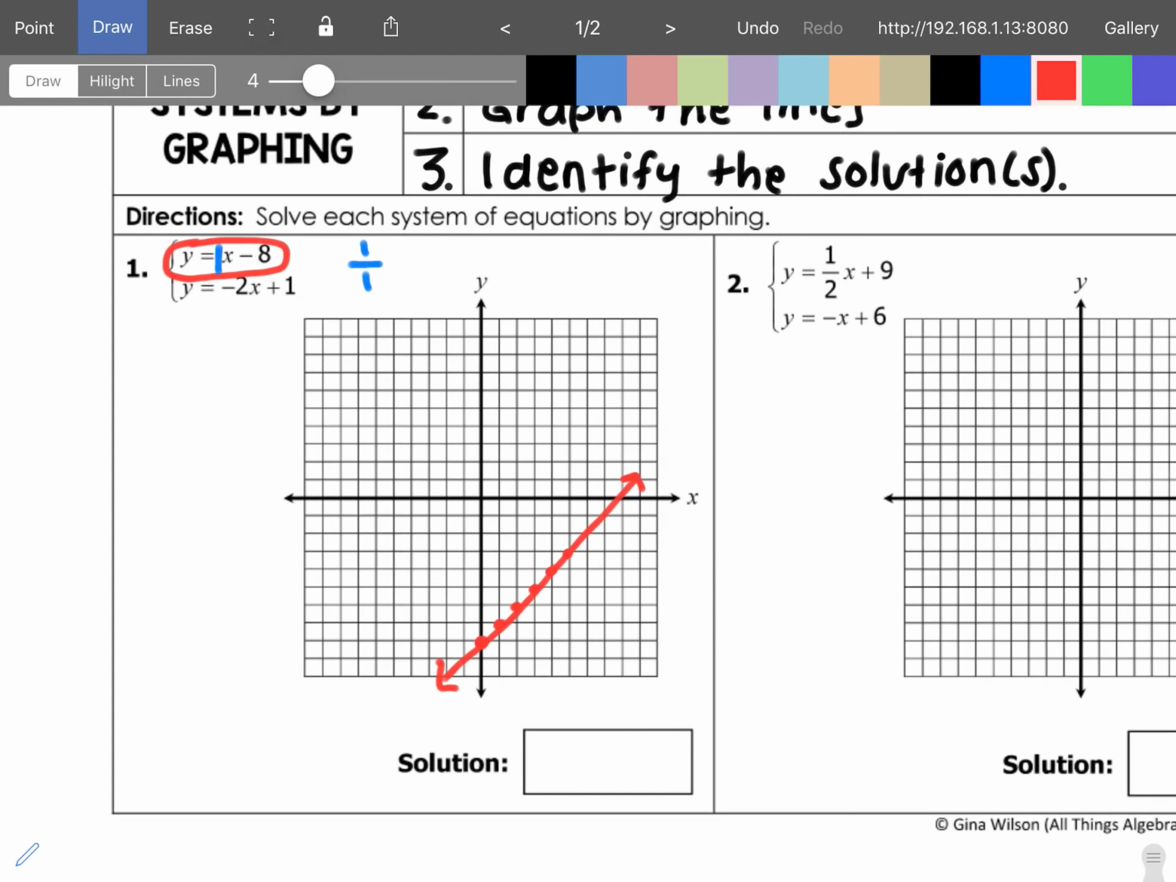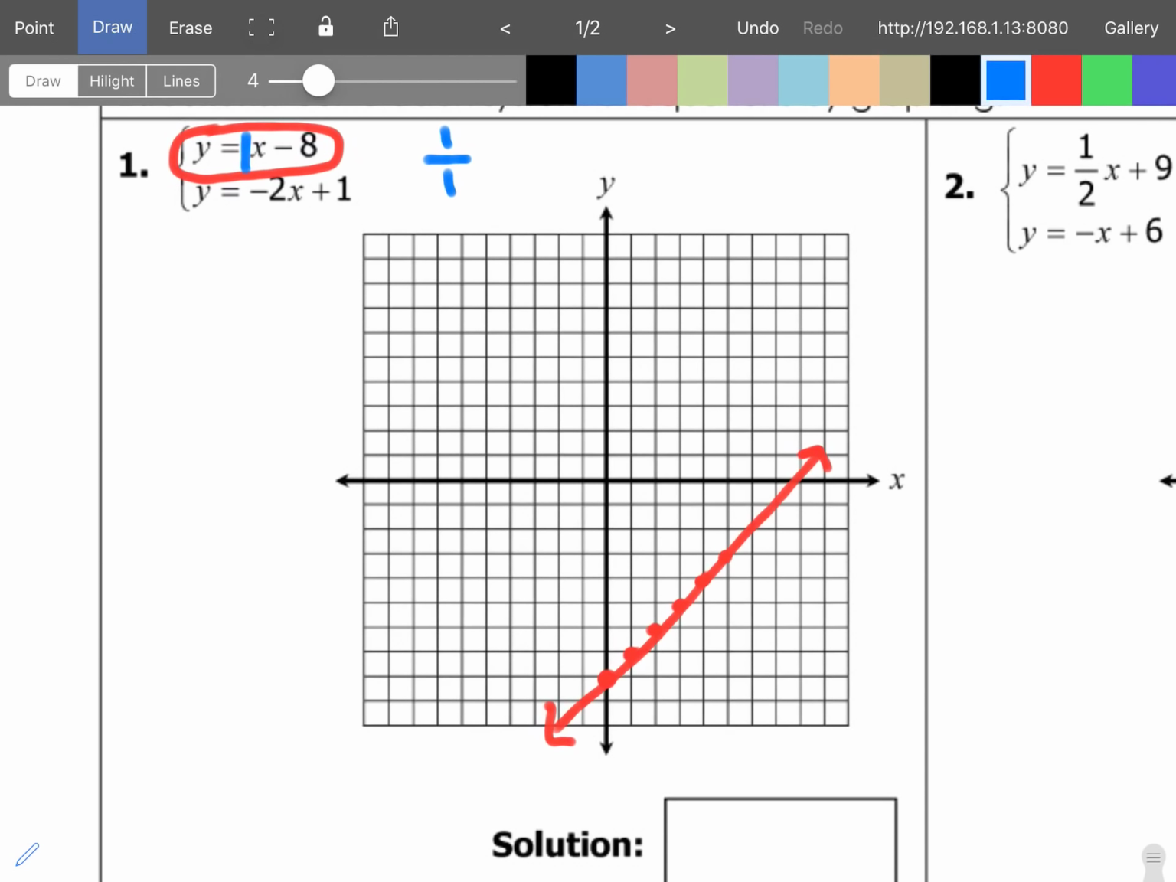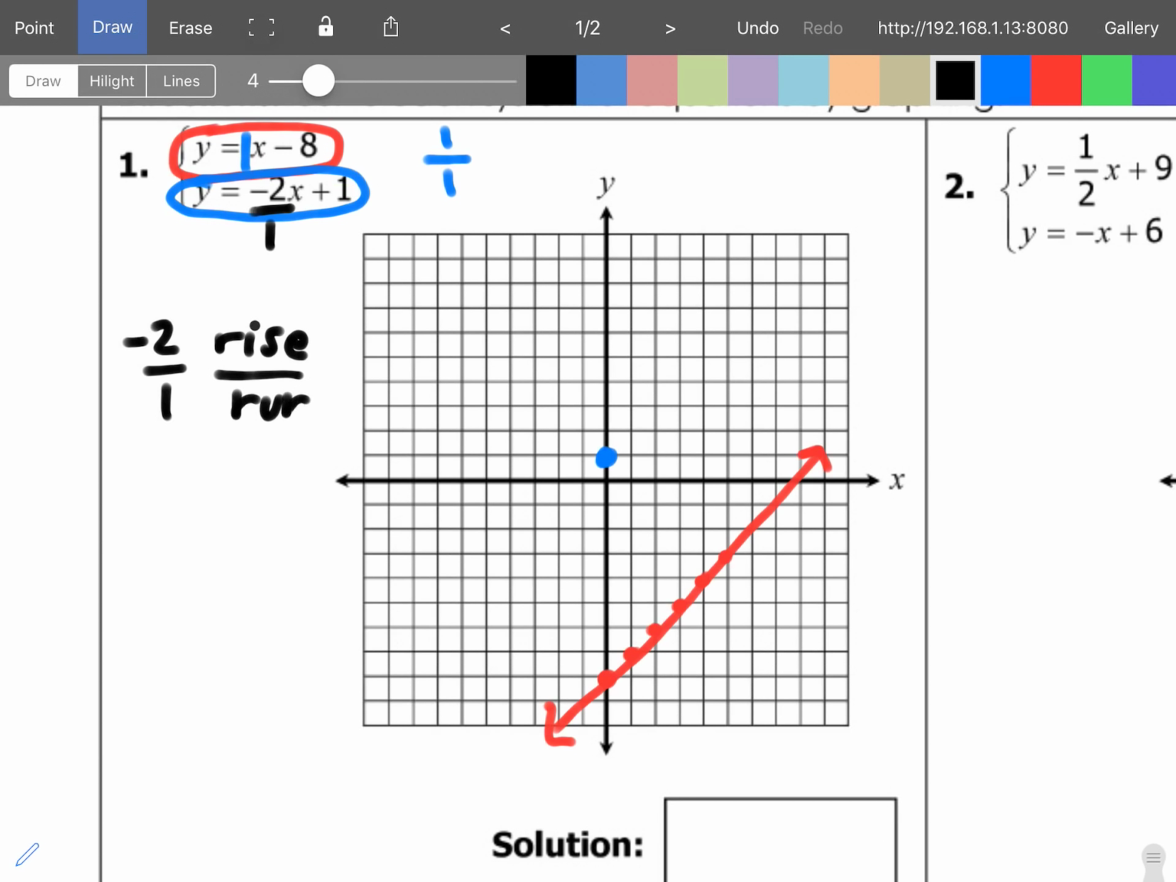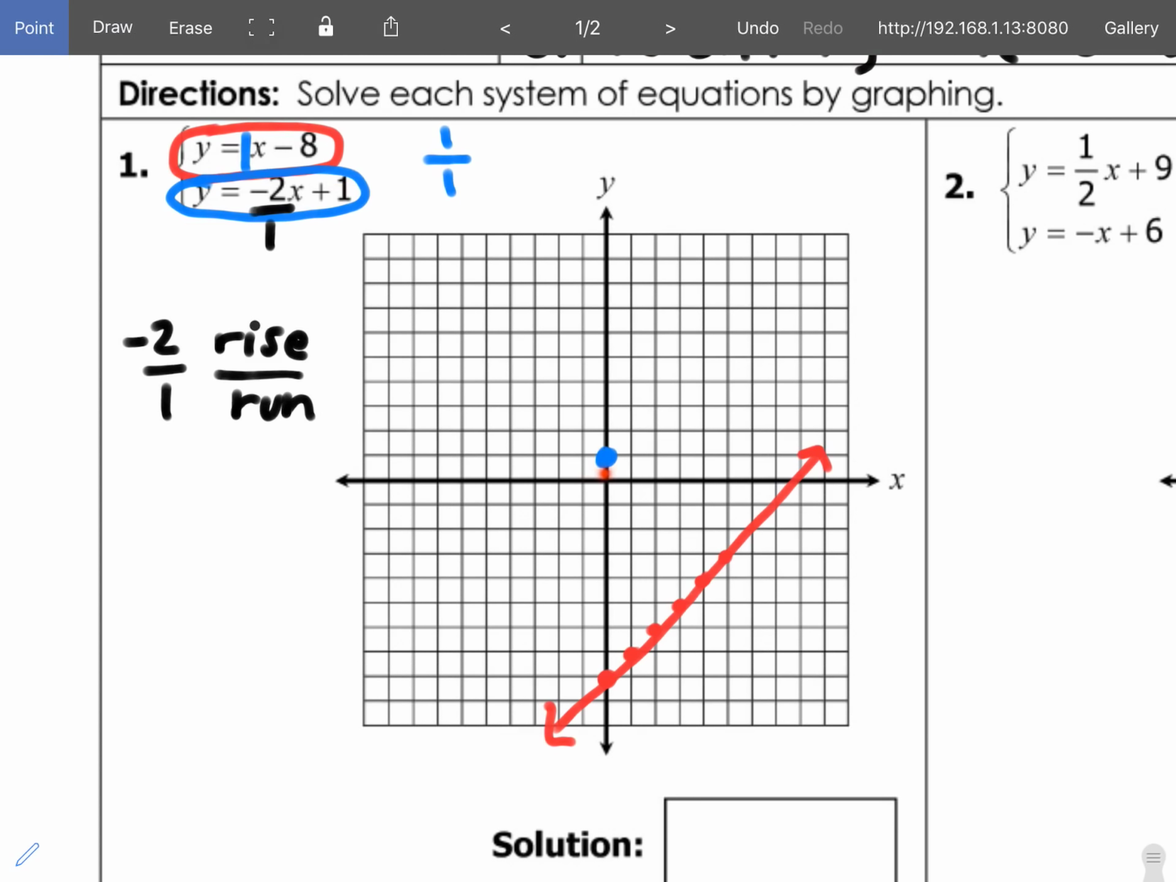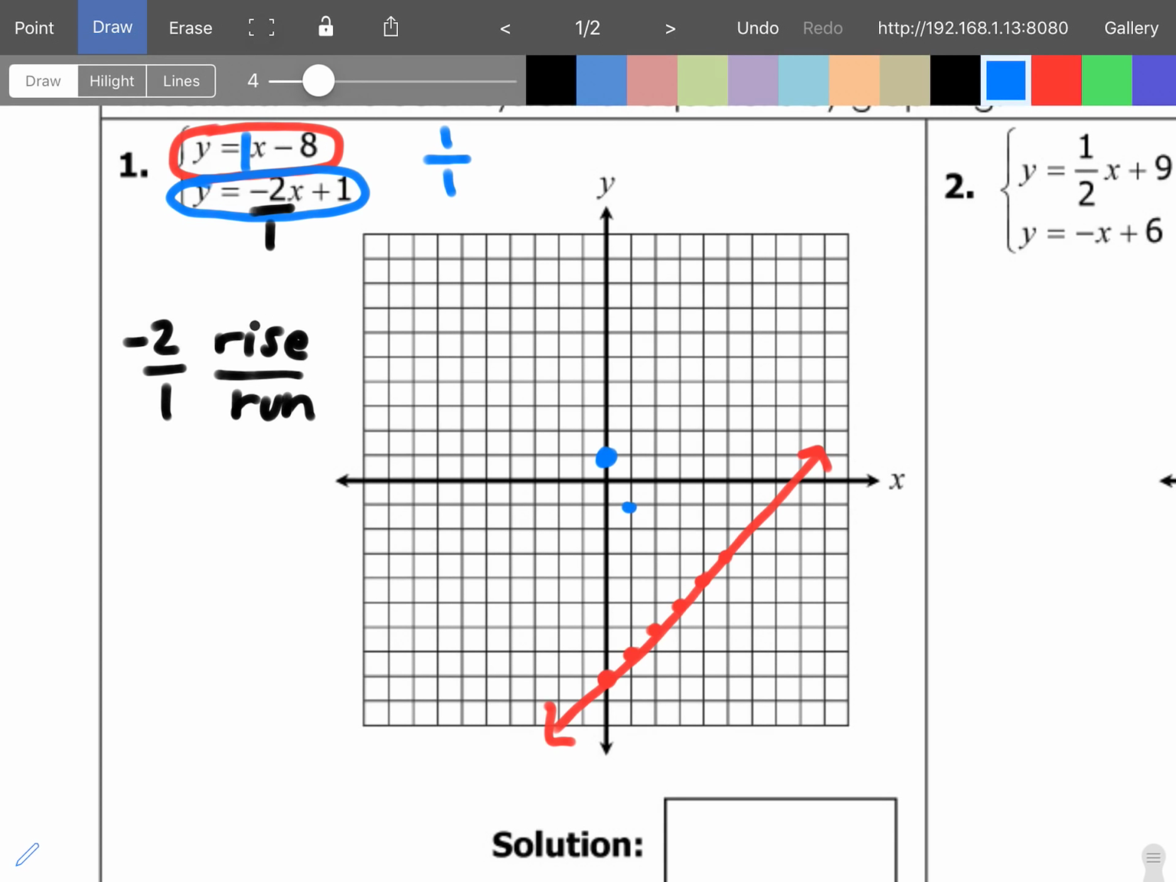And then we're going to graph the next line. So I'm going to graph this one in blue. So our y-intercept is 1. I'm going to graph 1 on our y-axis, and then I'm going to look at our slope. Our slope here, remember we always take the number in front of x and we put it over 1. So -2 over 1. So remember we rise over run. So we're going to rise -2. And we're going to run +1, make a point. Rise -2, run +1.